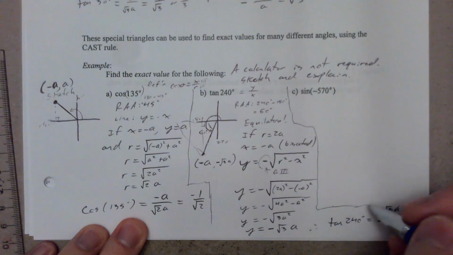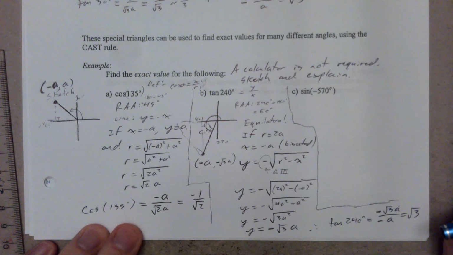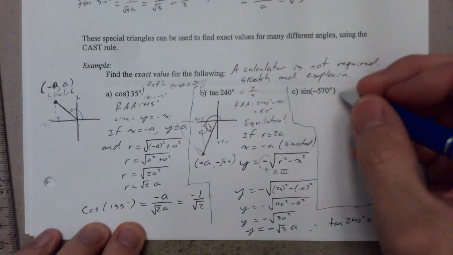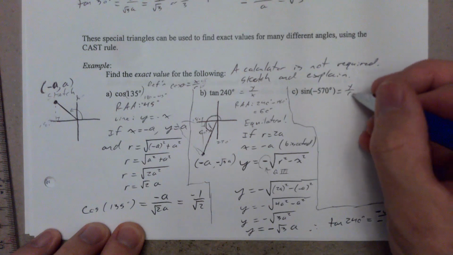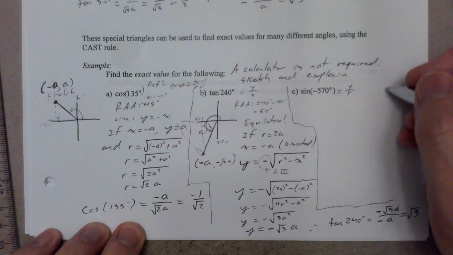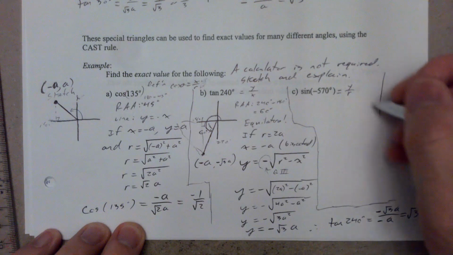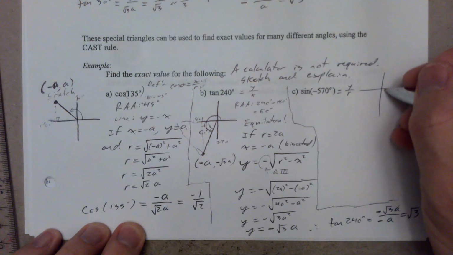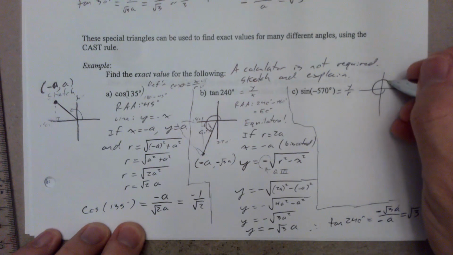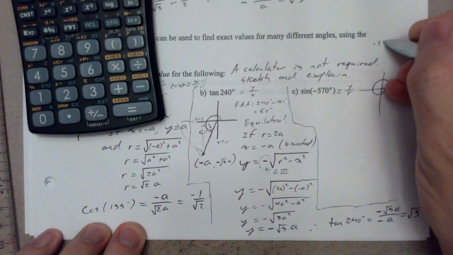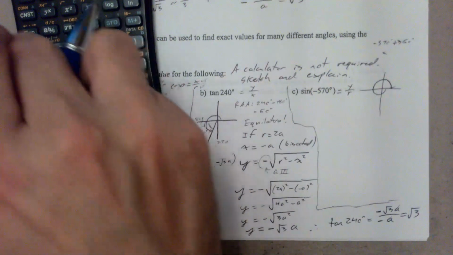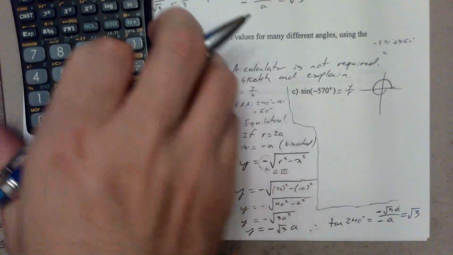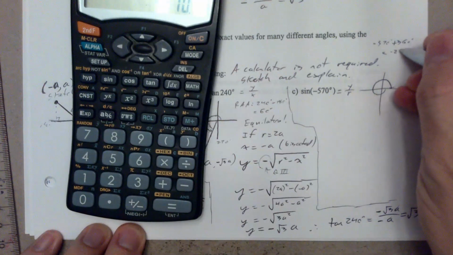Okay. One more. Negative 570 degrees. Well, this we're looking for the ratio of y to r. Negative 570 degrees. Well, that's definitely smaller than or further than negative 360 degrees. Let's figure out how much. Negative 570 degrees plus 360 degrees is negative 210 degrees.